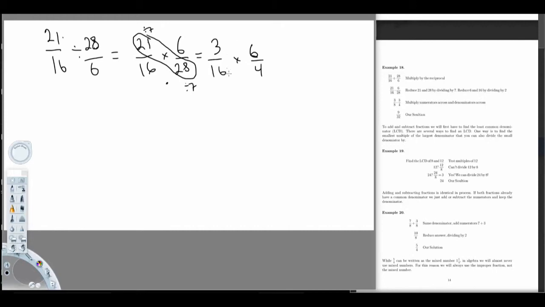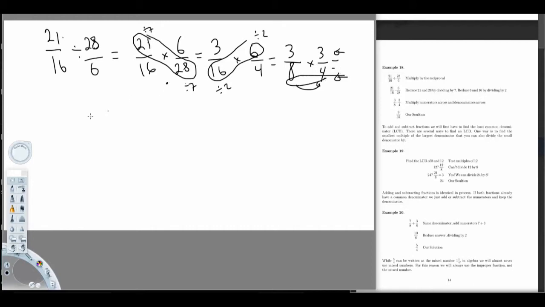Okie dokie. Now these can further reduce. You can divide this by 2 and this by 2. So it equals 3 over 8 multiplied by 3 over 4. Can we reduce any more? Well, you could reduce these two by 4, but there's no numerator. It has to be a numerator and a denominator, not just two denominators. You could divide these two by 3, but once again, it has to be one from the top floor and one from the bottom floor, not two from the same floor.